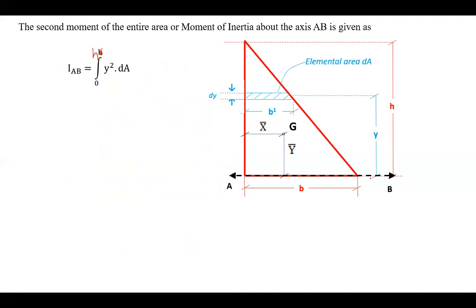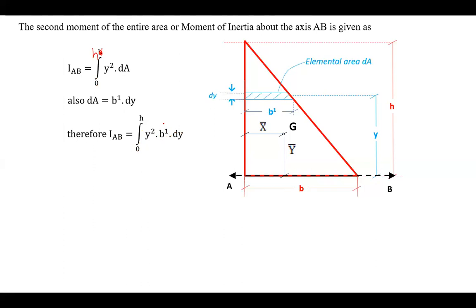So the value y square into dA, and the limit varies from 0 to h. Let us substitute the value of dA equal to b dash into dy. So it becomes IAB is equal to integral 0 to h of y square into b dash into dy.